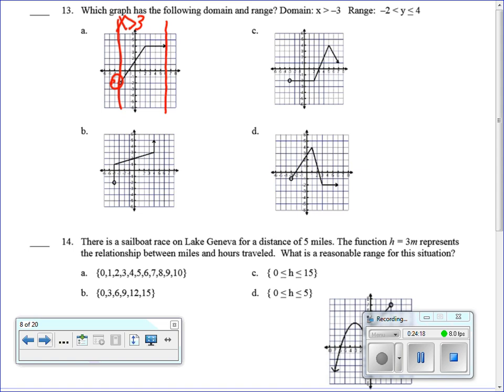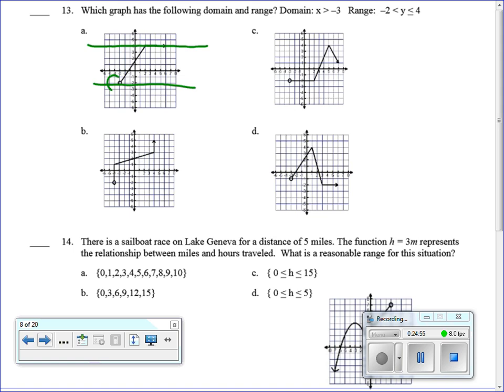And it keeps going on forever in that direction. So we know that it is greater than -3, and it does not stop because we have an arrow. So this one has the correct domain. When we're looking at the range, we want the range to go from -2 to 4. So remember, our range is from bottom to top. So again, we draw our boundaries from the bottom to the top, and we want our range to be confined from -2 to 4. Not including -2, but including 4.